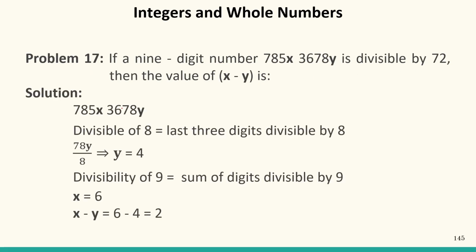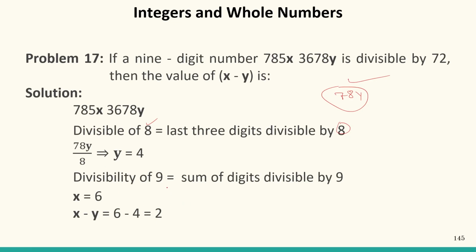So if this is divisible by 72, then this must be divisible by 8. So the last 3 digits will be divisible by 8. So 78y is actually divisible by 8. Okay, so what should be y? So 78y by 8, it will be what? y is equal to 4. So y must be 4, otherwise it won't be divisible.